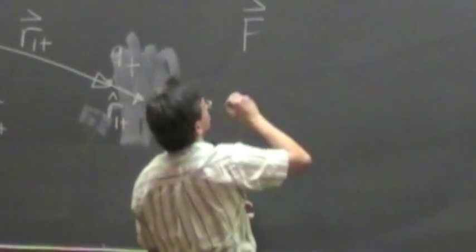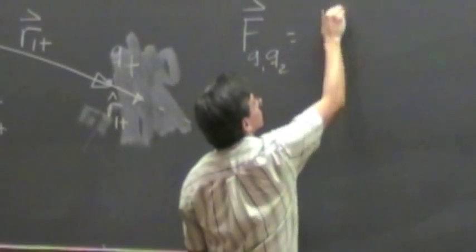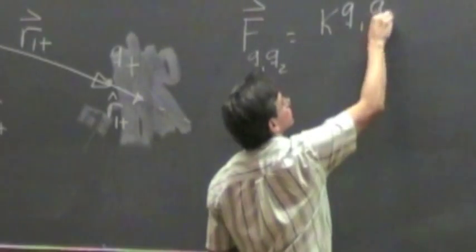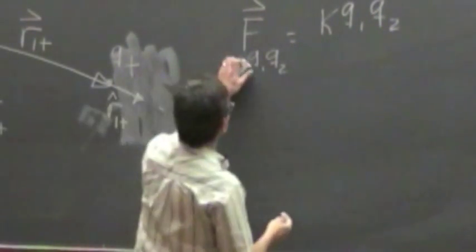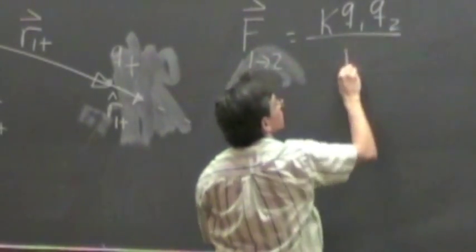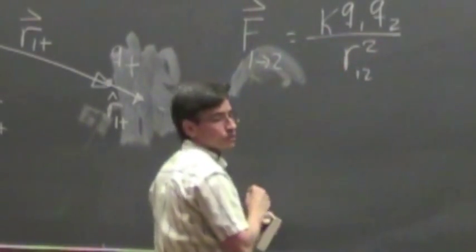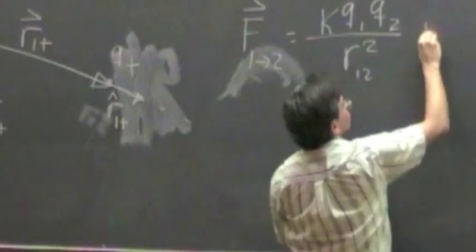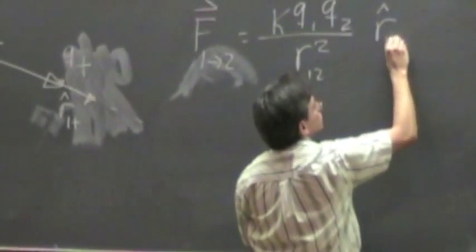That's how we wrote down the force between Q1 and whatever charge Q2, right? We wrote it like this, Q1, Q2. This is the force that 1 puts on 2. I should specify that clearly. 1 on 2, we wrote it this way. R12 squared. This is not the vector, this is the magnitude of the distance between the two charges squared. And we wrote it this way, R hat 1 on 2.